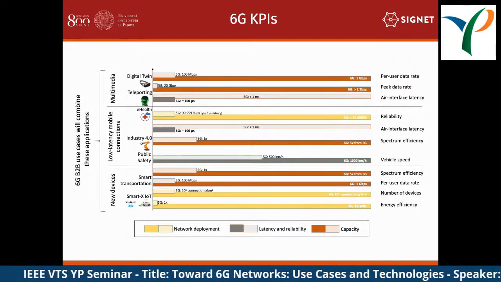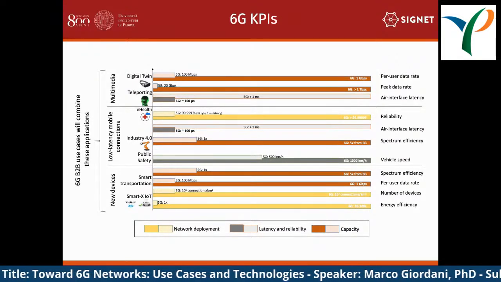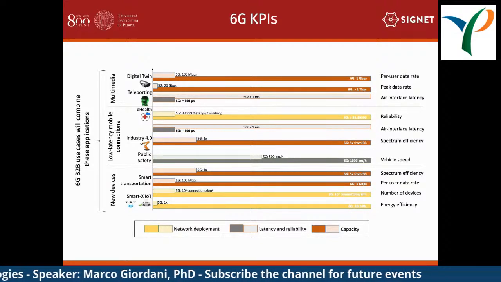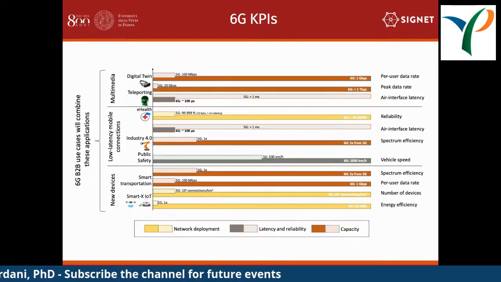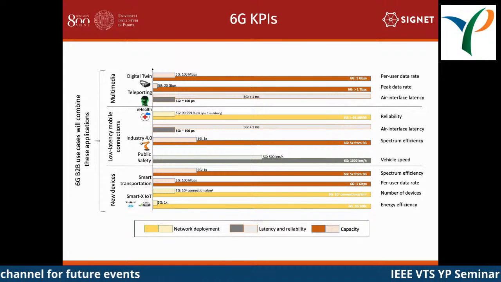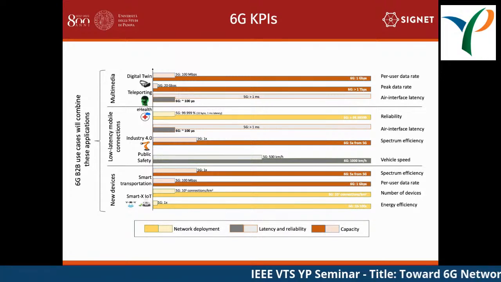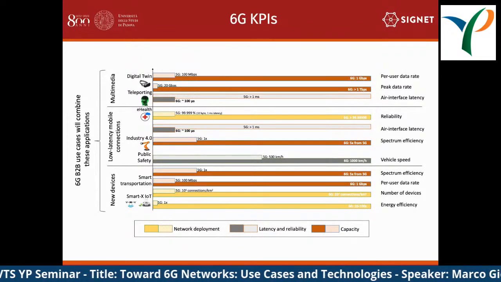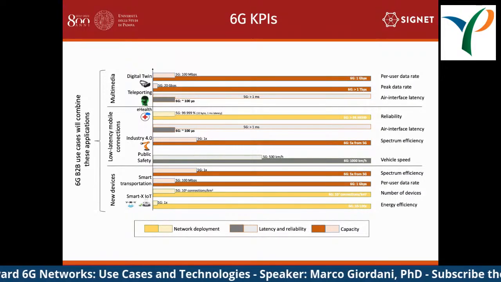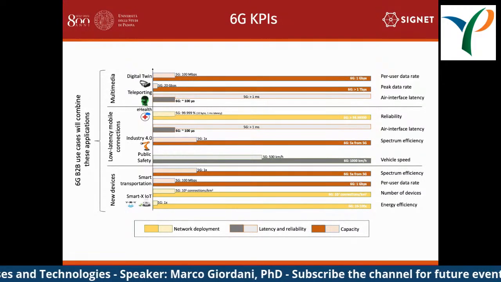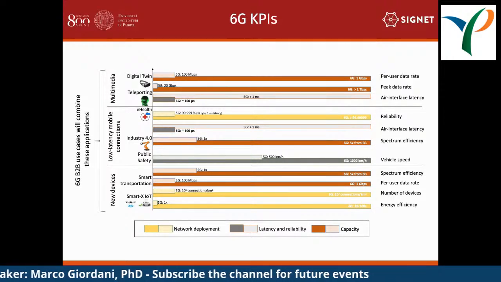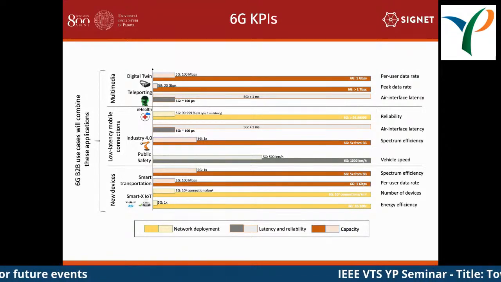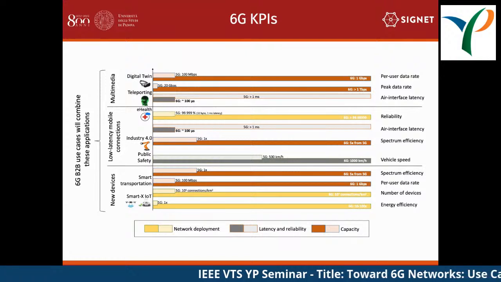For example, you can see that we are expecting at least a 10 times improvement in terms of latency, which will go below the 1 millisecond requirement of 5G. And also data rates will need to improve up to 10 times with respect to 5G. And as you can see, there are some other types of requirements to be satisfied, like the density of devices per square kilometer, which will reach 10 million devices, which is at least 10 times more than what 5G is currently set to satisfy. And reliability will also need to go to an almost 100% reliability requirement, which is pretty challenging.